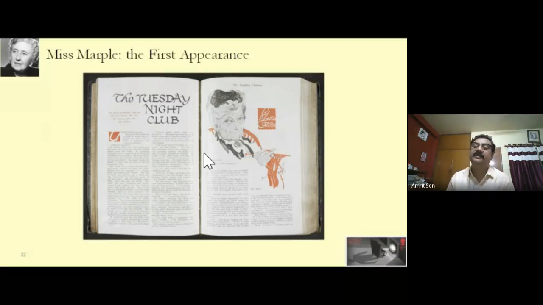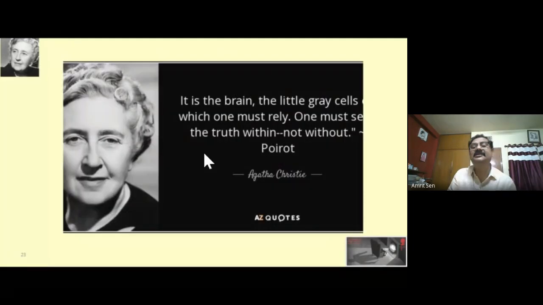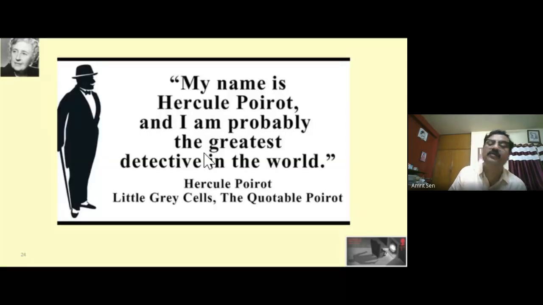মিস মার্পল ইজ নিটিং and she's an old lady. আগাথা ক্রিস্টির এইখানেই কিন্তু ইনোভেশন. She is bringing a female detective, not only a female detective, but somebody who is very unlike a female detective, right? Unlike a detective. Very important quotes from Agatha Christie. It's the brain, the little grey cells on which one must rely. One must see the truth within, not without. That's Poirot, the little grey cells that are so important.